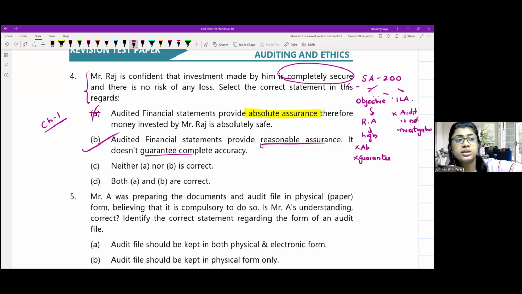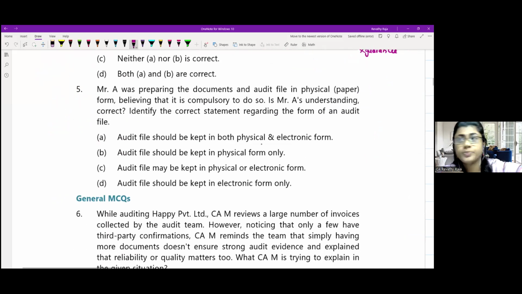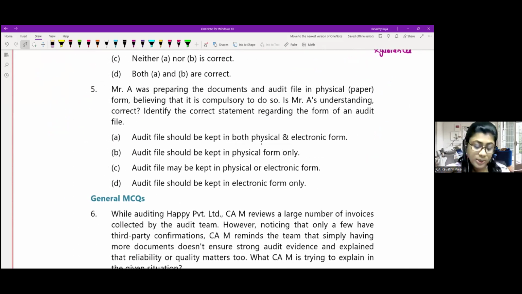Can we go to the last one? Last one. Mr. A was preparing the documents and audit file in physical paper form, believing that it is compulsory to do so. Is A's understanding correct? Identify the correct statement regarding the form of an audit file.